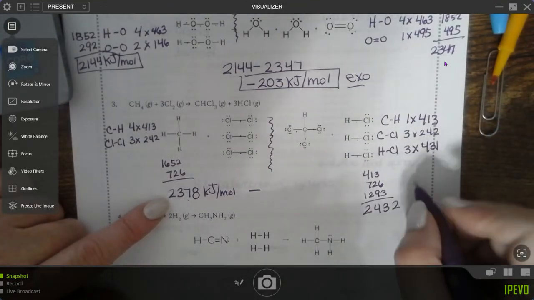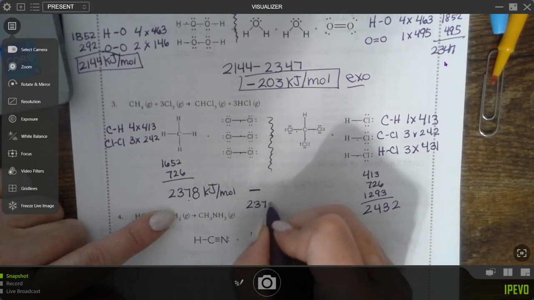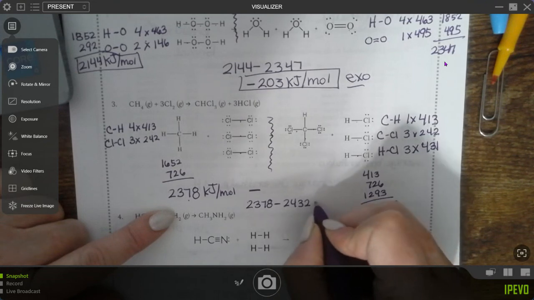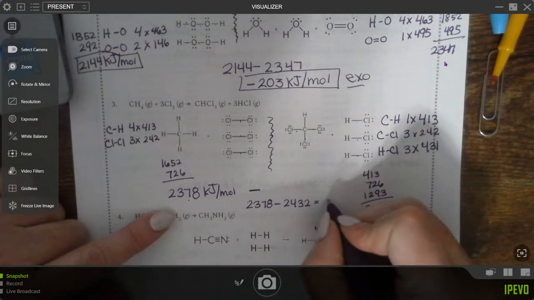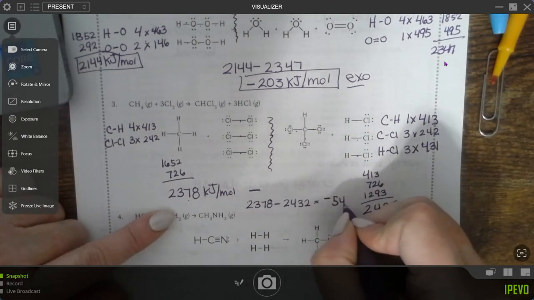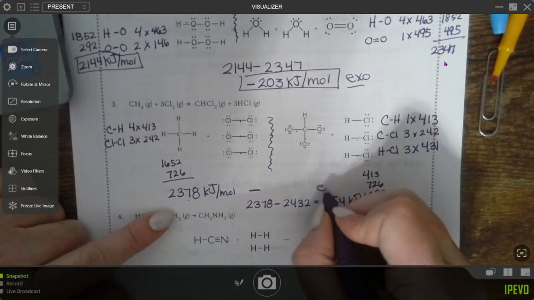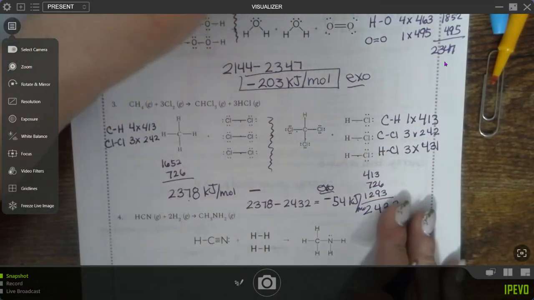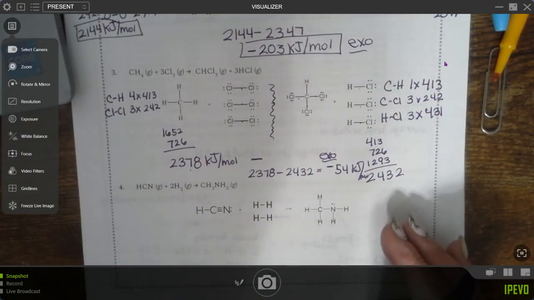And we get a total of, let me write this a little more neatly, 2378 minus 2432 is equal to 54. Is that right? Yep, negative 54 kilojoules per mole. Okay, again, an exothermic reaction. All right, we're entering the home stretch. One more example here for this video.